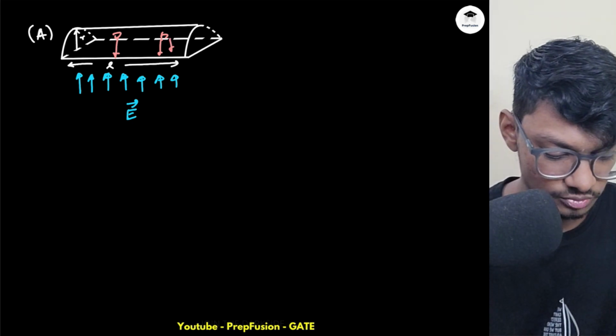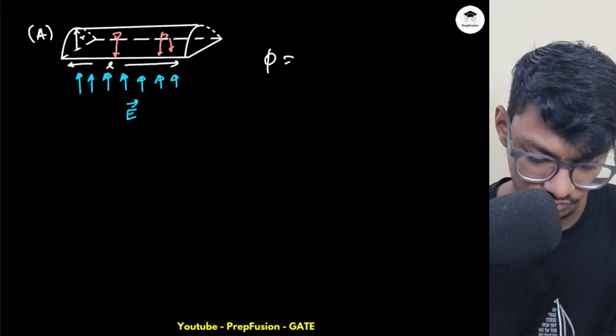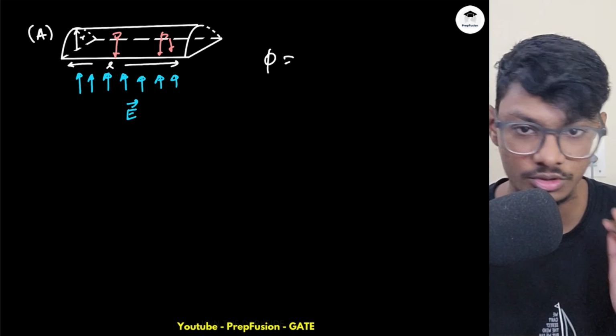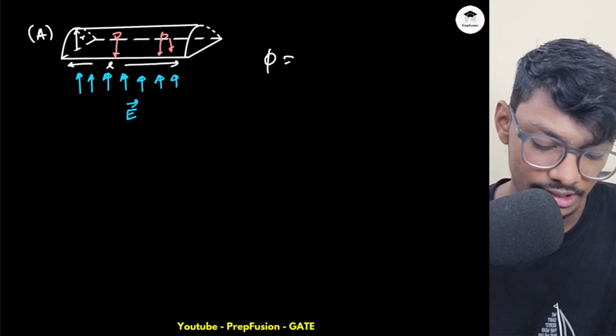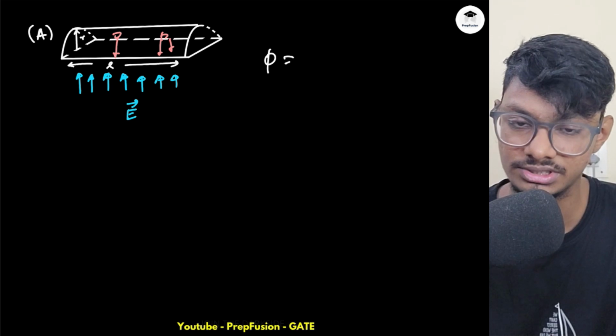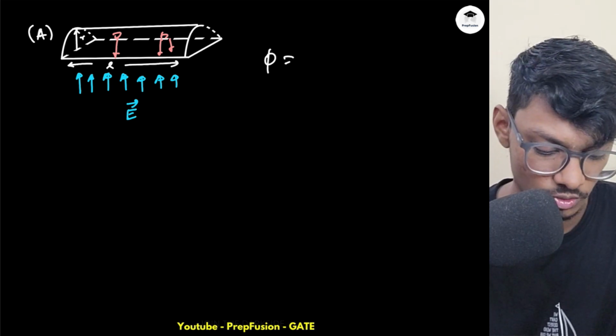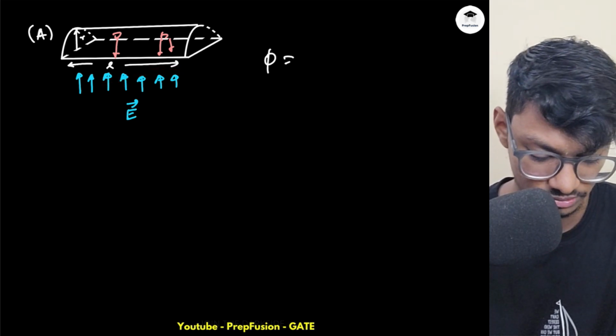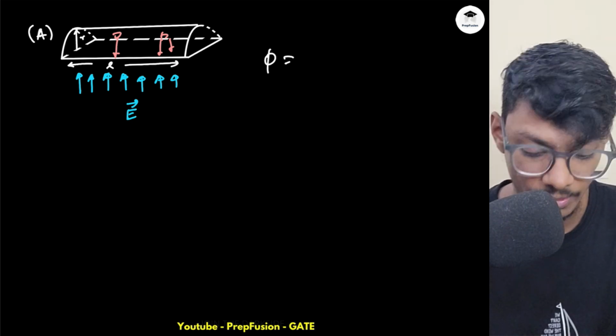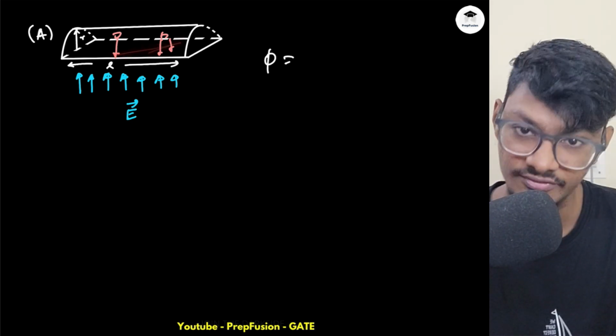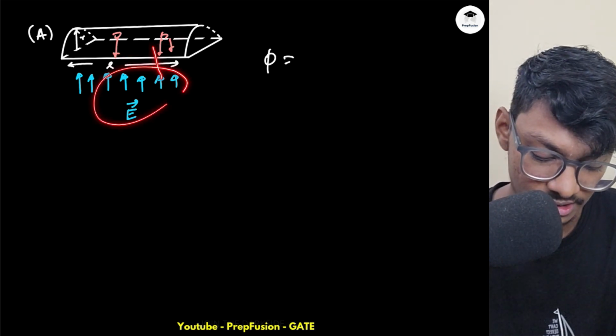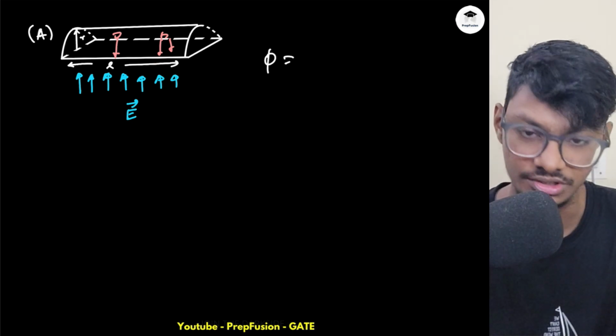So basically my flux will be simple. For this type of standard shapes, you don't need to use that integration formula. It will be electric flux density into area. As this is always perpendicular to the surface, the surface vector and the electric field are always parallel with each other. So it will be cos 0.